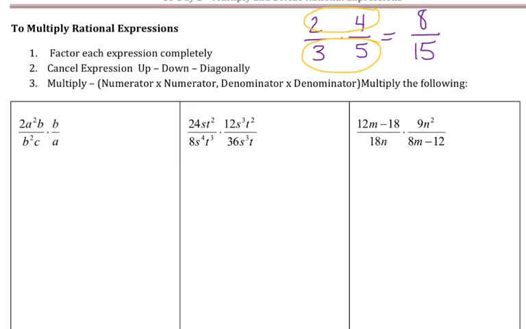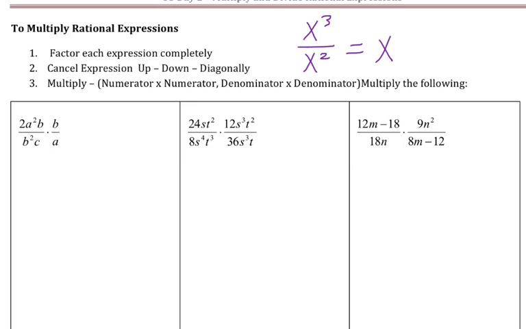Another thing to remember is that when you're working with exponents, if you have x cubed divided by x squared, you're just going to get x to the first because we subtract the exponents from top to bottom.